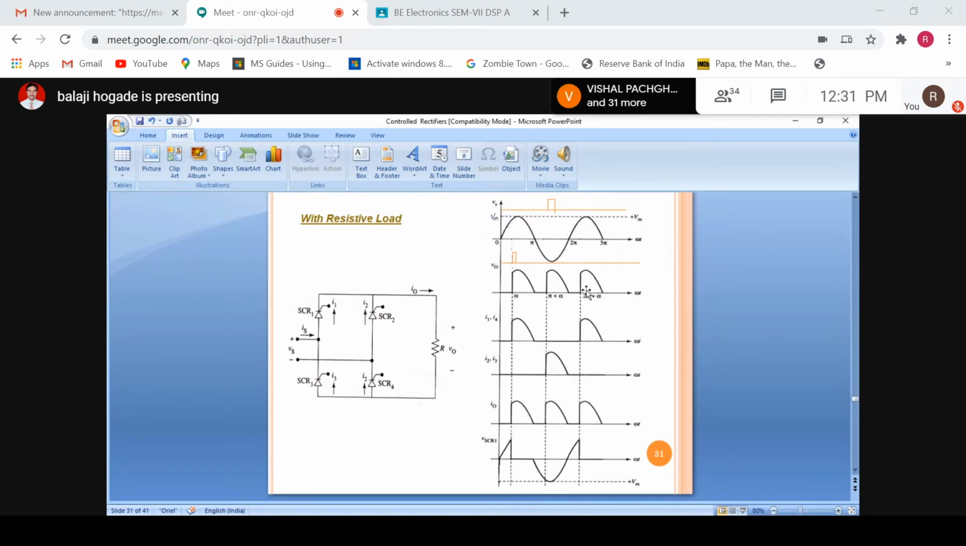And again at 2 pi plus alpha we apply the gate pulse to SCRs 1 and 4 here, and as they are in forward bias they will start conducting and we will get the load voltage and current from 2 pi plus alpha to 3 pi. So the cycle repeats one after another after pi angle, that is 180 degrees. I hope this is clear to all how the circuit works.